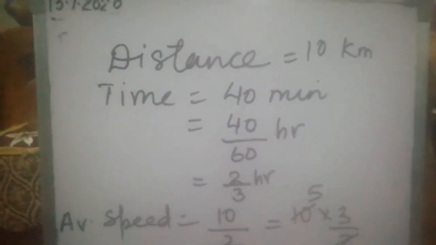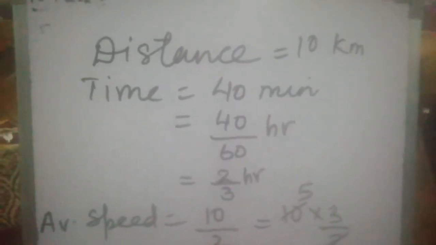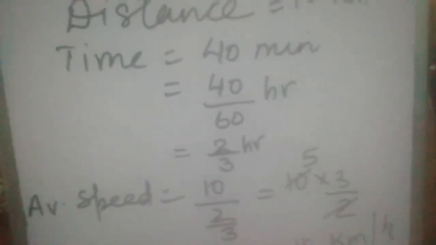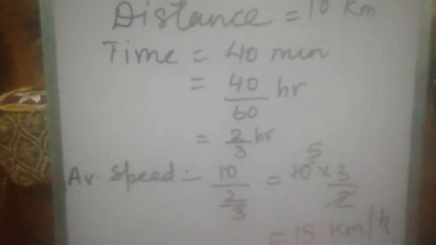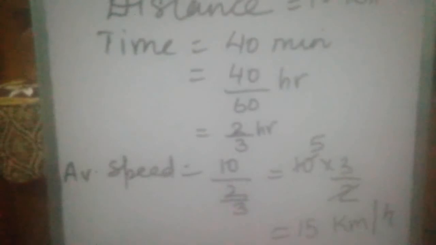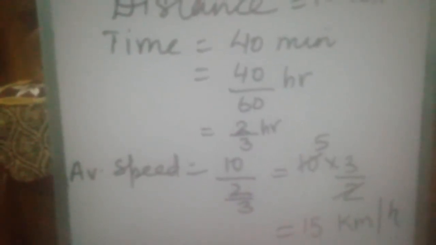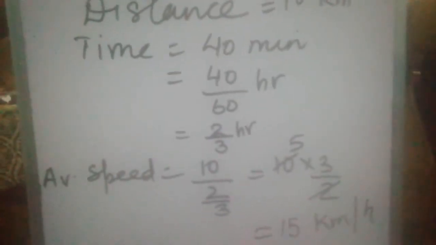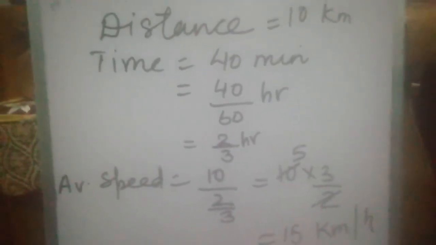See, the given distance is 10 km. Time is 40 minutes. First of all, we have to convert this 40 minutes into hours, by dividing it by 60. So 40 by 60 hours equals 2 by 3 hours. Now average speed formula is total distance covered by total time taken. That is 10 by 2 by 3, which when we reciprocate the denominator is 10 into 3 by 2, which equals 15 kilometer per hour. So the correct answer is 15 kilometer per hour.